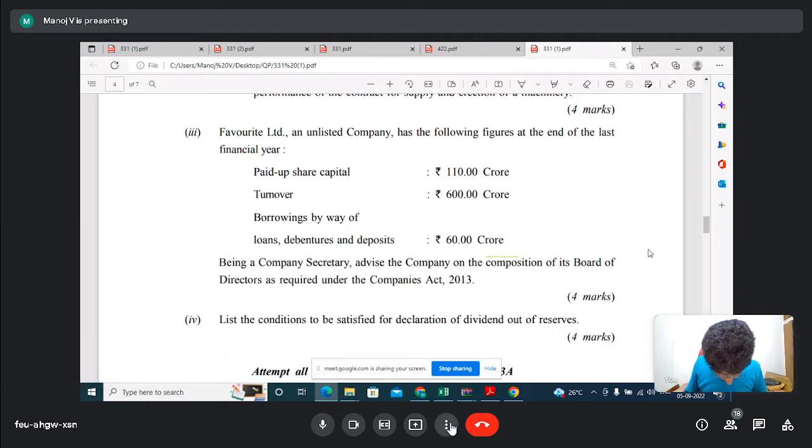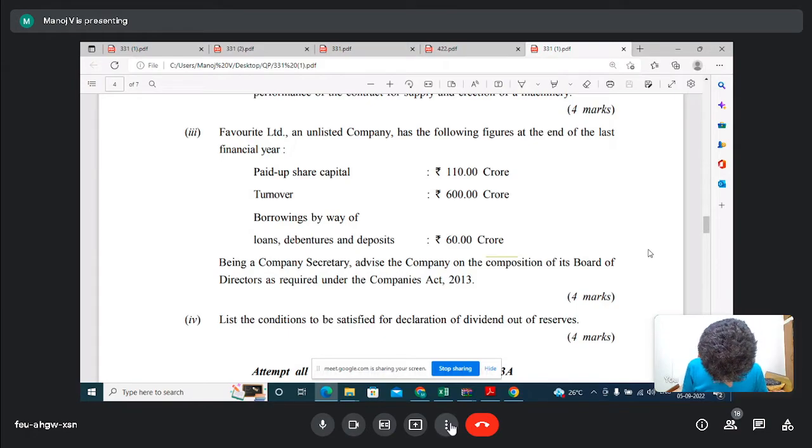Well, direct. Tell me whether it's a public company or a private company first. It's a public company. Public company, right? Yes. Okay, now you tell me what is the minimum number of directors required for a public company? Three directors. 3 directors, right?